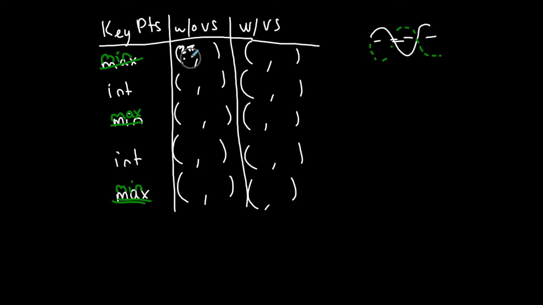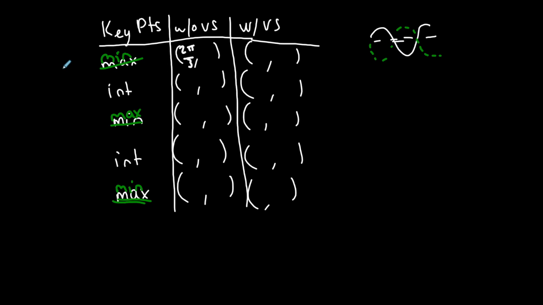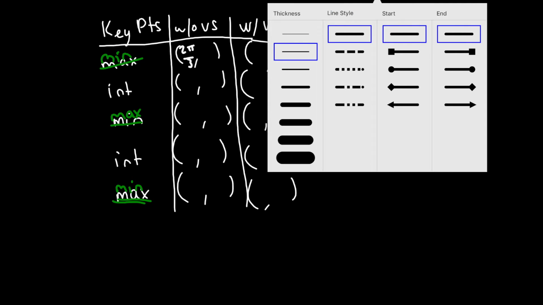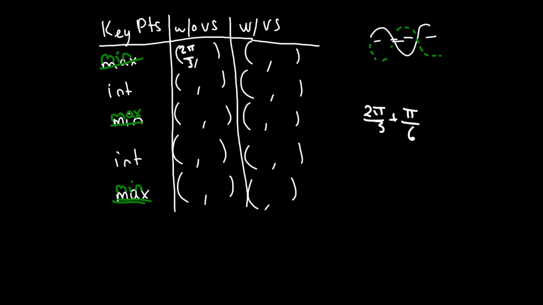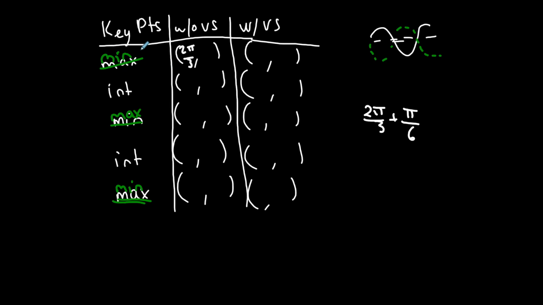2 pi over 3. I should have made more space. How do I get to the next x-coordinate? That's what I tell you guys to find the distance between key points for. We're going to add pi over 6 to every x-coordinate to get to the next one. So I'm taking this 2 pi over 3, and I'm adding to that pi over 6, right? I'm taking, again, all these x-coordinates and adding to it pi over 6 because our distance between key points is pi over 6. We're adding this to every x-coordinate to get to the next one.